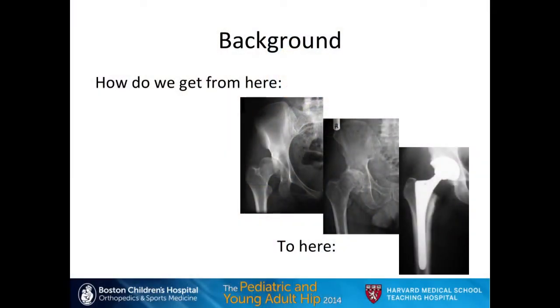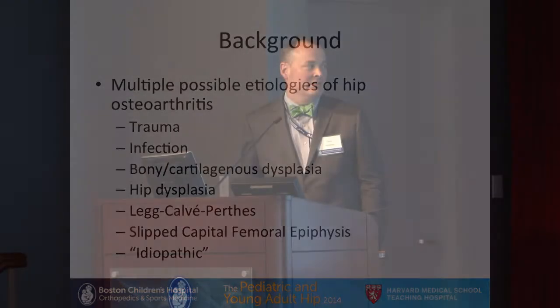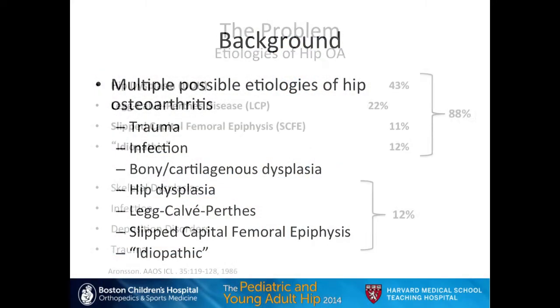So the question really gets to, in a lot of ways, how do we get from the image you see on the left to the one on the right, and does everybody go there, or do some people sort of hover there that we never meet? There are lots of etiologies for hip osteoarthritis. You see this whole laundry list here. There's obviously more that I couldn't include, including trauma, infection, bony or cartilaginous dysplasias, hip dysplasia, Legg-Calvé-Perthes disease, slipped capital femoral epiphysis, or SCFE, and this quote-unquote idiopathic variety that we'll touch upon a little bit later.